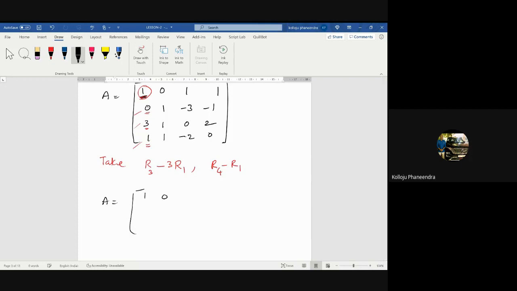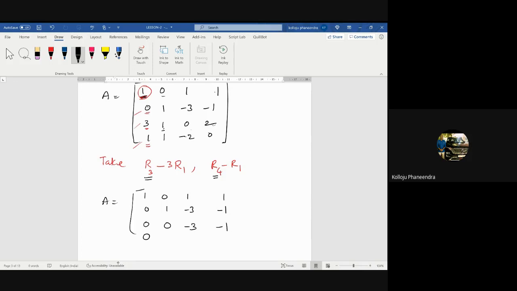Always remember, the change belongs to the row being operated on. The first row stays as written, and the second row is already 0 here, so we are not touching it. First and second rows remain as they are. Now the third row: R3 minus 3R1. 1 minus 3, that is 0. Next, 0 minus 0 gives 0; then this is minus 3. Next, 2 minus 3, that is minus 1.